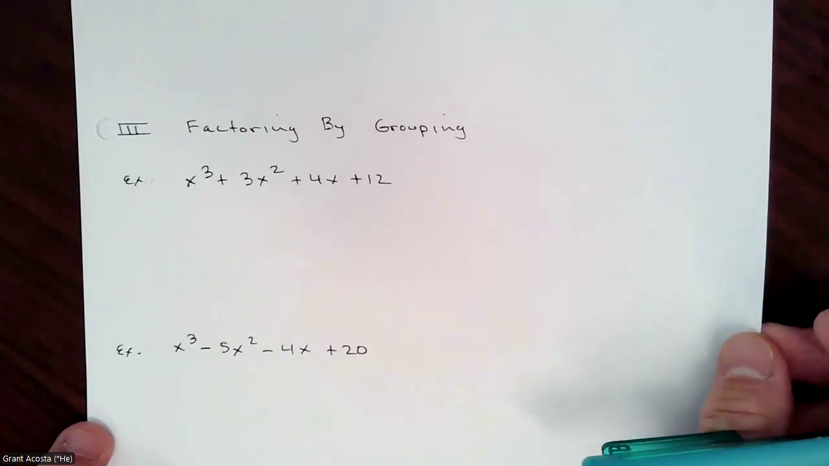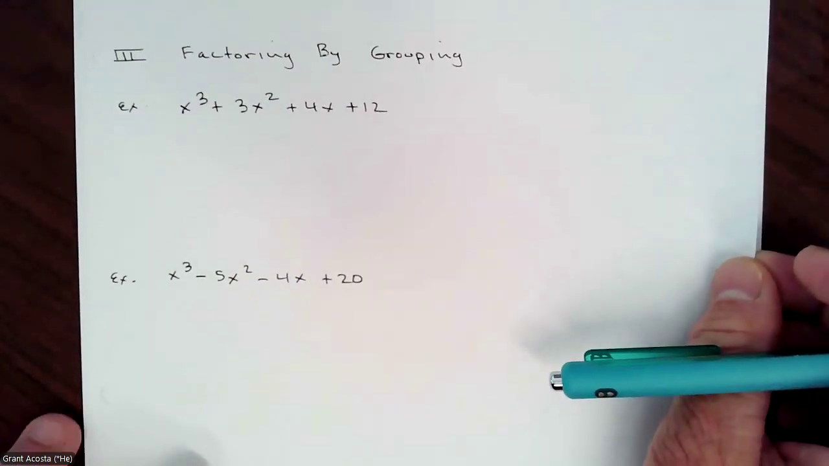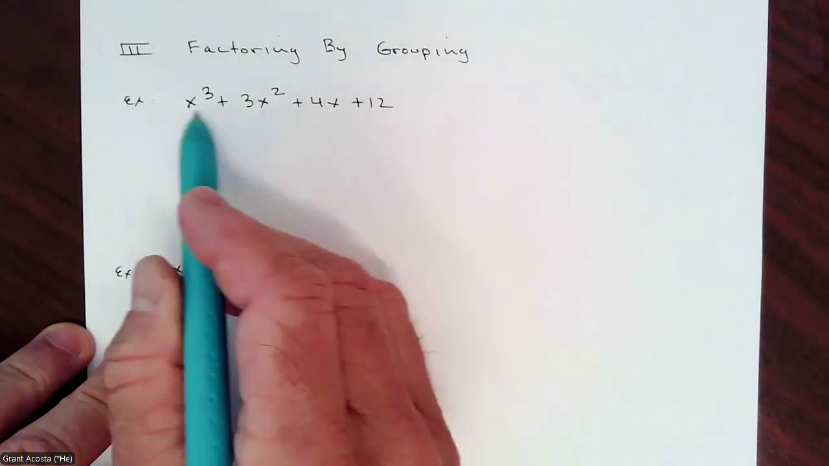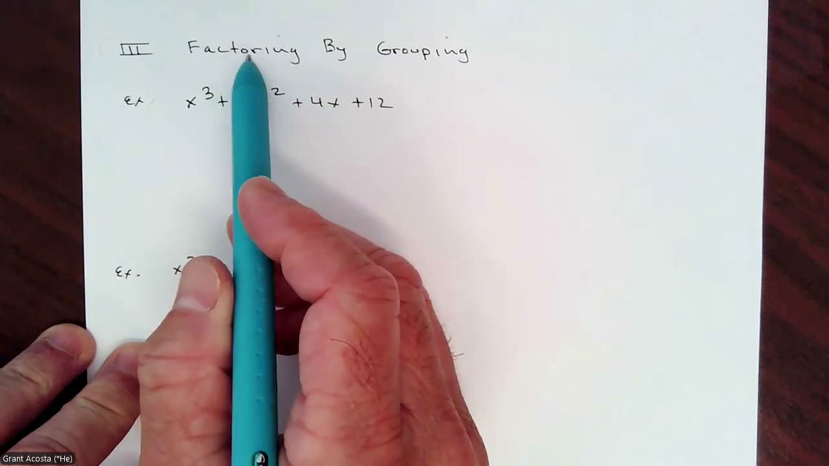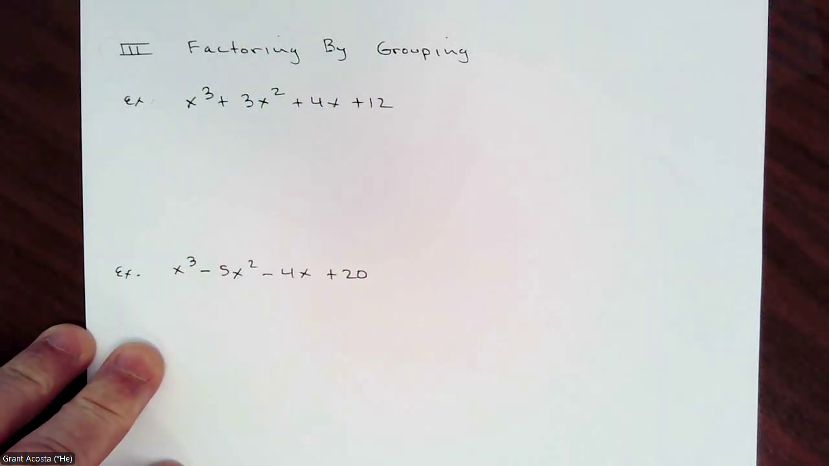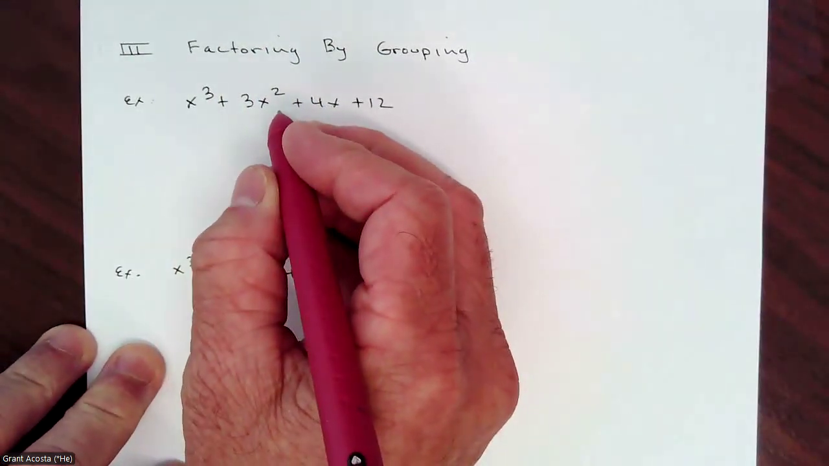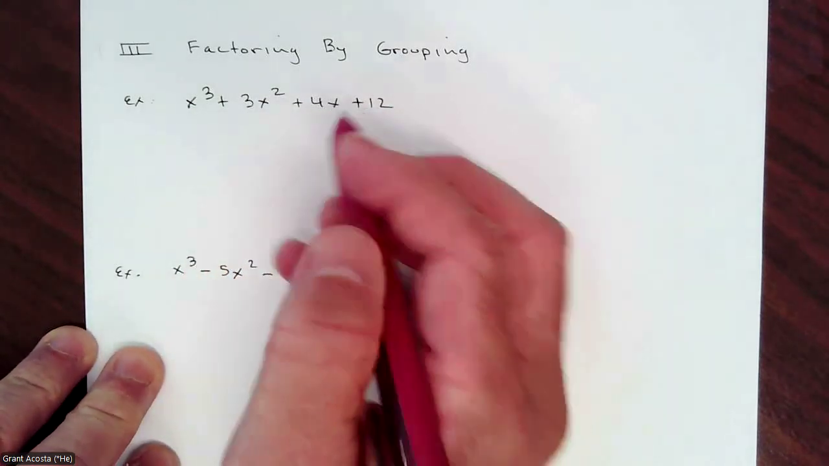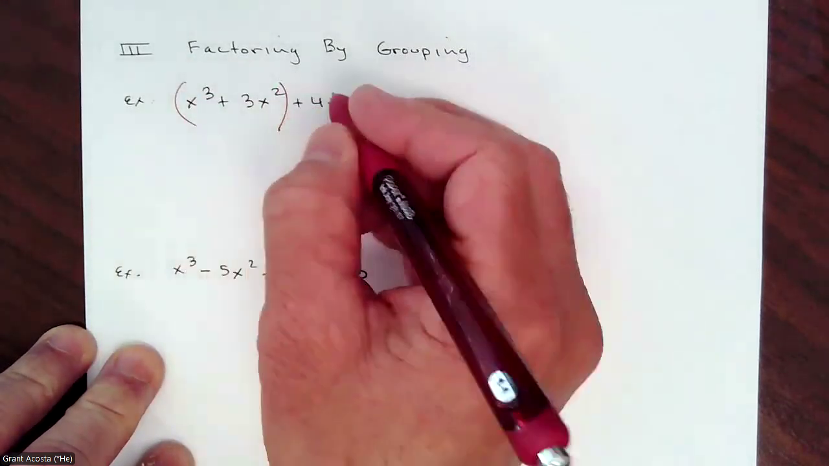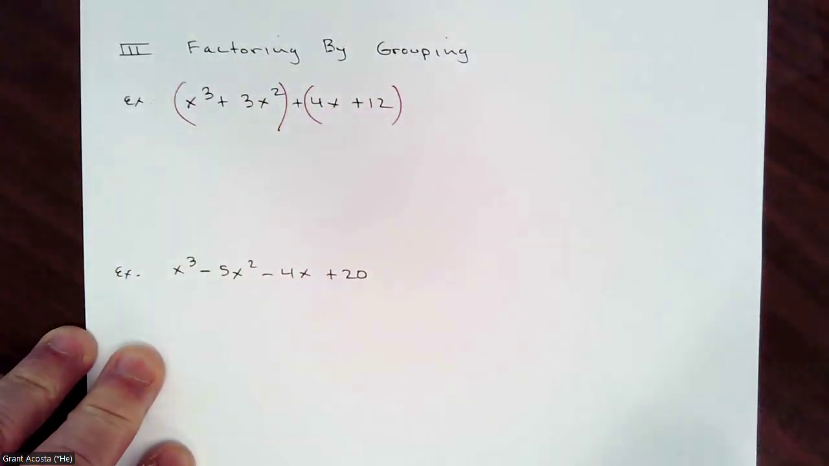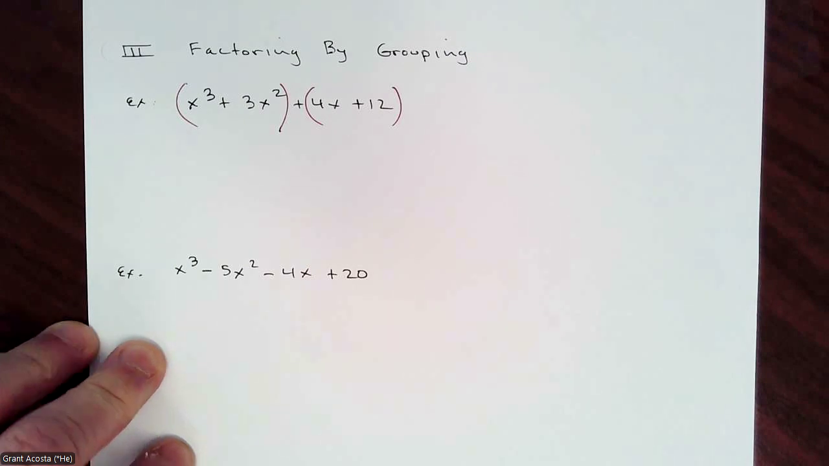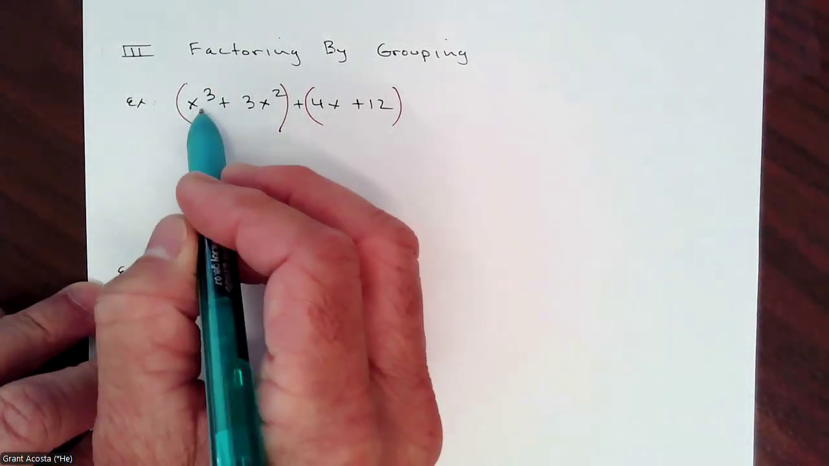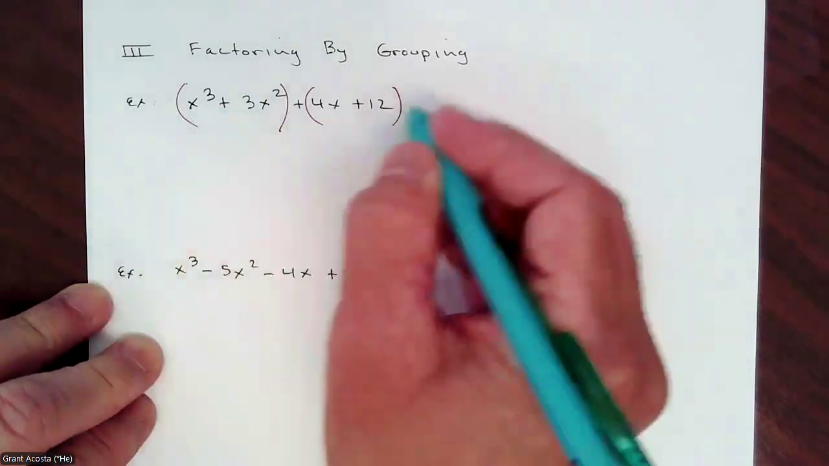Another idea with factoring, and this is particularly useful if you're factoring something that has 4 terms, like a cubic equation, is called factoring by grouping. And the name kind of speaks for itself. We're going to group some terms together. So if I have x cubed plus 3x squared plus 4x plus 12, I'm going to group the first 2 terms and the last 2 terms. And then what I'm going to do is factor out individually, taking out the greatest common factor between x cubed and 3x squared.